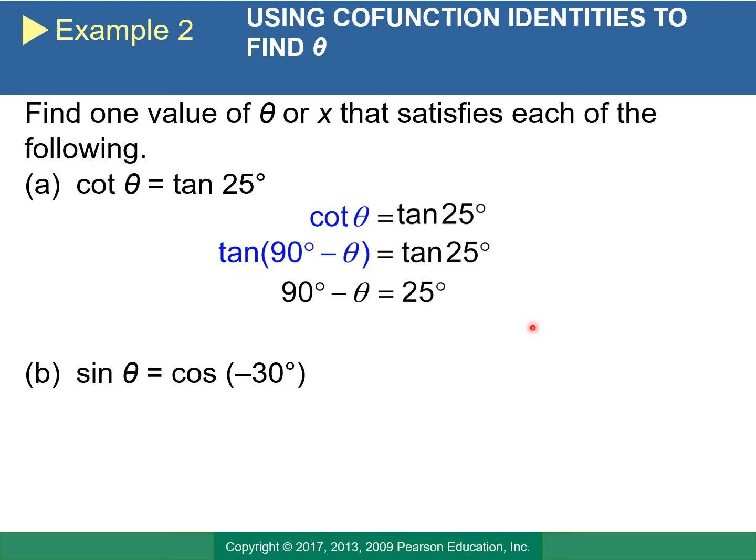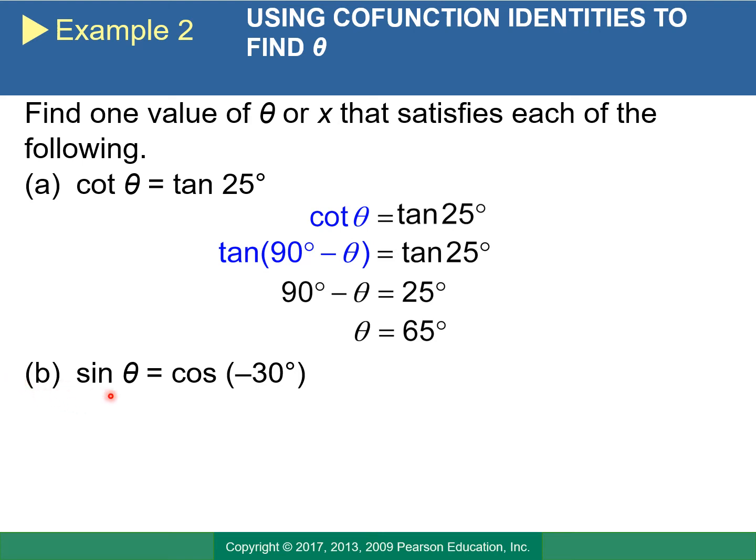And so if you just subtract 25 and add theta, we get theta equals 65 degrees. And you can always check on your calculator. Since there's probably not a cotangent button, you can type in 1 over tangent 65 and then separately tangent 25, and you'll get the same answers. Okay, let's try part B.